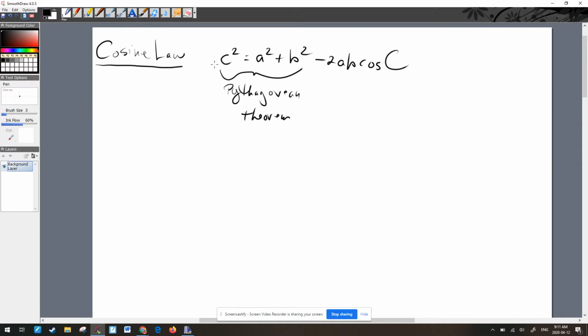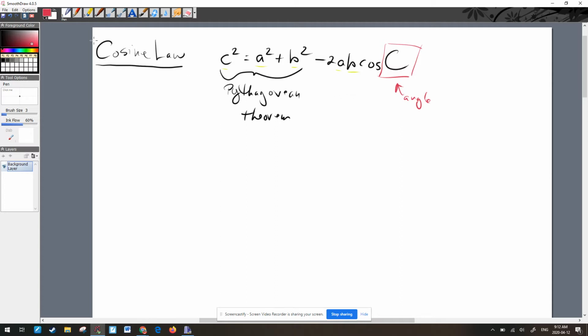Now notice all these other letters are lowercase, however this one is uppercase. If we recall back, the reason for the difference in letters is that the uppercase one is going to be an angle, and all of the other ones are side lengths. So c squared equals a squared plus b squared minus 2ab cos C. And so we can use this.